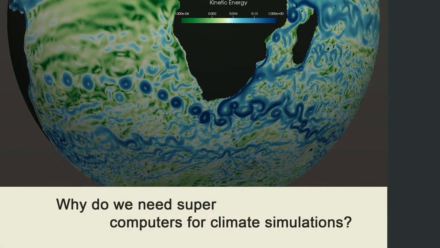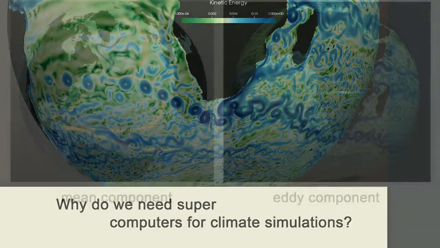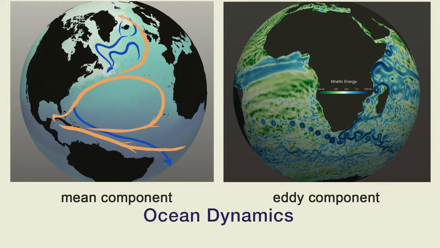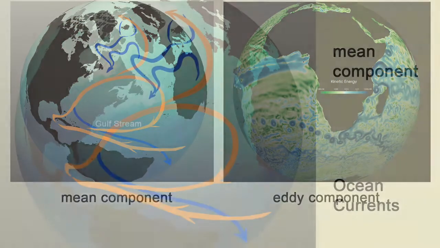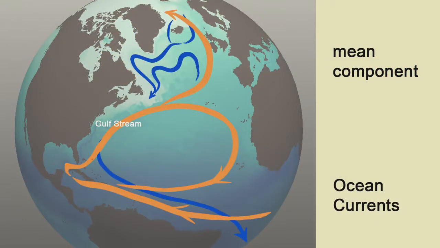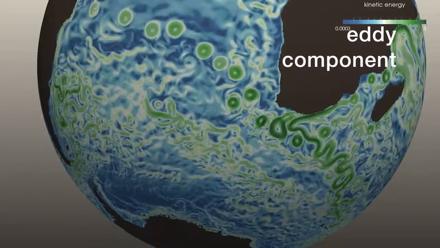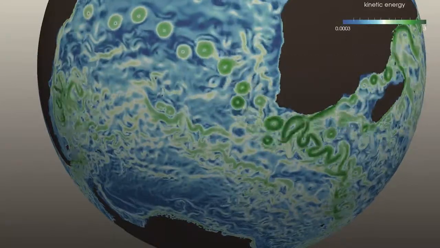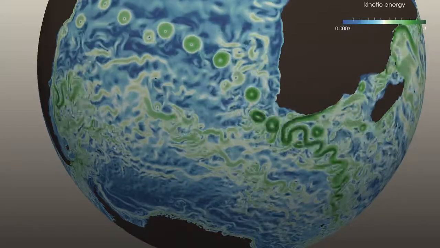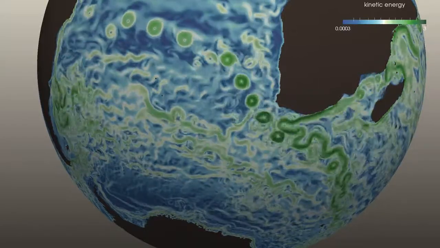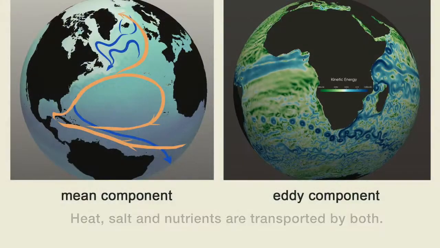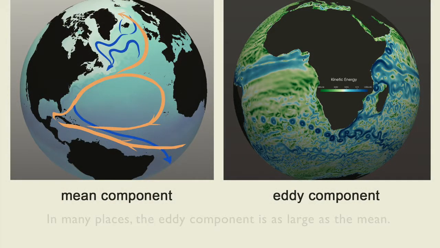Why do we need supercomputers for climate simulations? Ocean dynamics are composed of the mean component and the eddy component. The mean component is the average flow, typically illustrated as ocean currents on diagrams. The eddy component includes turbulent structures that vary in space and time, such as the eddies and meandering currents shown here. Heat, salt, and nutrients are transported by both the mean and eddy components.